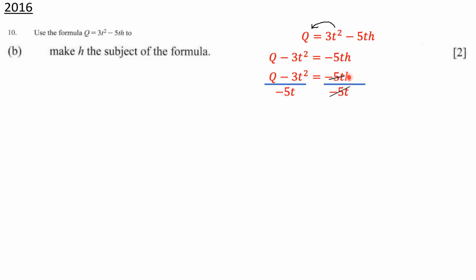We cancel, and so that means that h is going to be equal to q minus 3t squared all over negative 5t. We switch sides, so h is equal to q minus 3t squared all over negative 5t. And so here we've made h the subject of this equation.